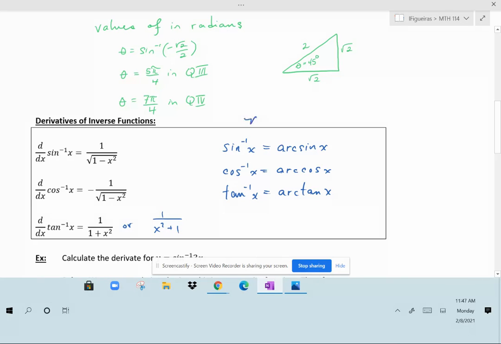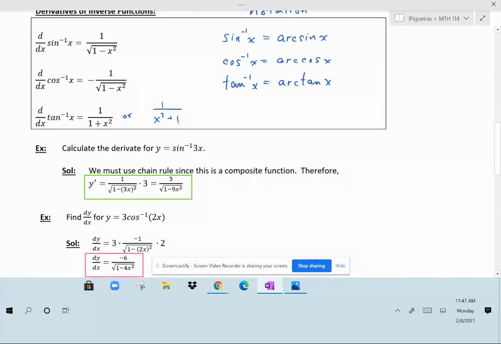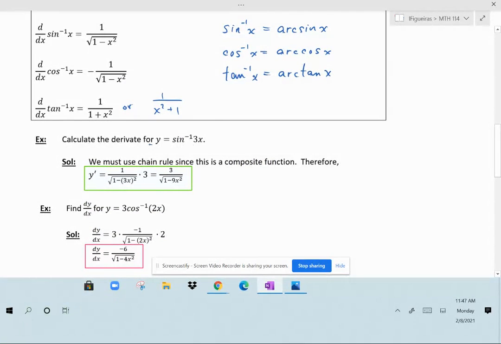So that's just a little bit of notation here for you to remember. Okay, so let's calculate a derivative. I want to calculate the derivative of y equal to sine inverse of 3x. Now, this is a composite function where the sine inverse is the outer and 3x is the inner, which means I need to use chain rule.